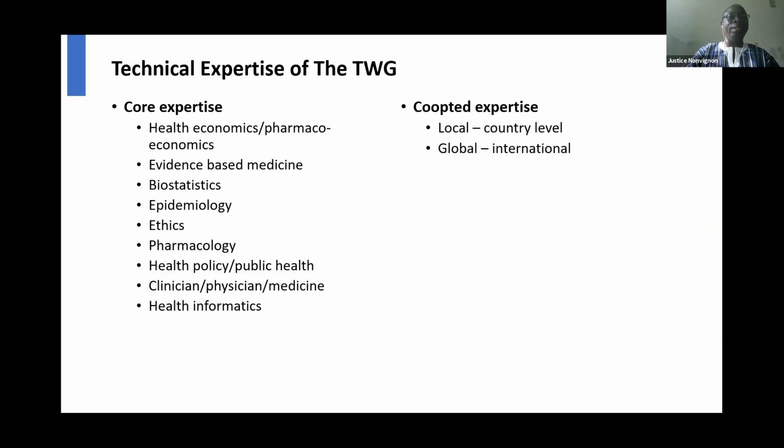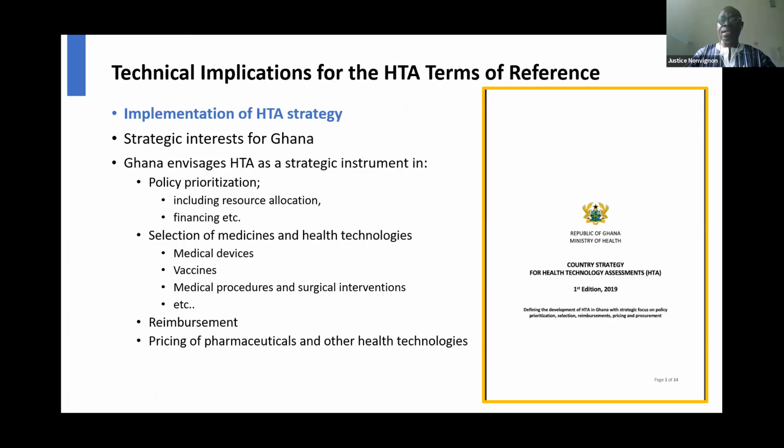So these are the core expertise that are relevant as far as we are concerned, and that we have on the technical working group. We have all this expertise, but we also have legal expertise on the technical working group because of issues of appeal. And what we are doing is trying to build a bit more the capacity of the different technical working group members and other groups that are supporting HTA. There is also the HTA strategy that outlines the different strategic interests of Ghana as far as HTA is concerned, and the different priorities and how to ensure that those priorities are actually implemented.